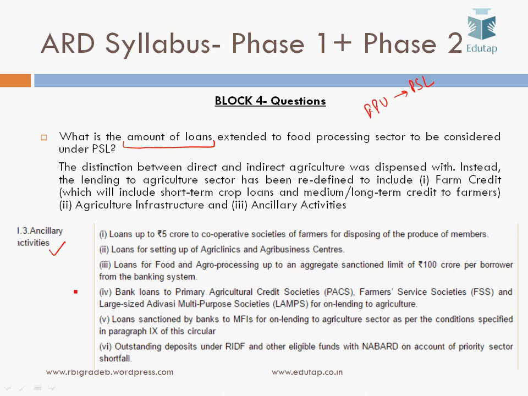Now this I have found from the RBI website. Kindly read the third point: loans for food and agro processing up to an aggregate sanction limit of rupees 100 crore per borrower from the banking system can be classified as PSL under the agriculture category under the PSL. Right, agriculture category. So the answer should be rupees 100 crore. Fine.